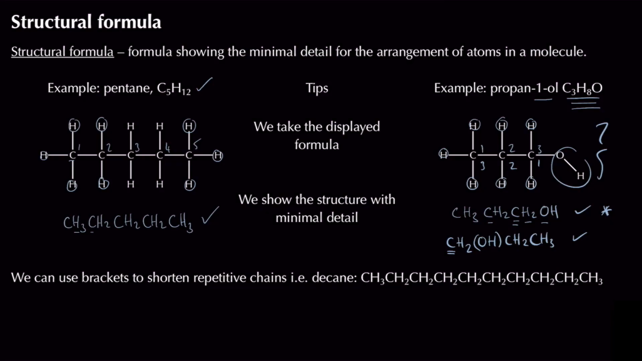Now in some cases you might be dealing with big, massive, long structures with repetitive CH2 groups, like in something like decane, that's got 10 carbon atoms. You'll end up with 1 CH3 at one side, another CH3 at the other side, and 8 lots of CH2 itself. What you can actually do is shorten this down, so you end up with CH3 on one side, then in brackets CH2, with 8 lots of CH2, and then end it in CH3.